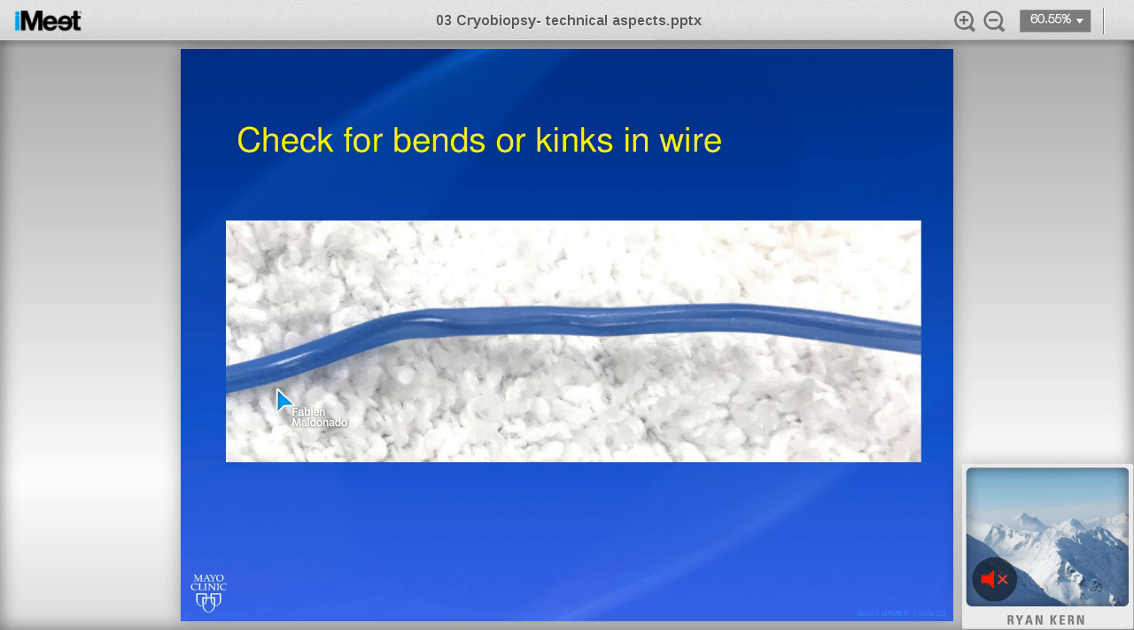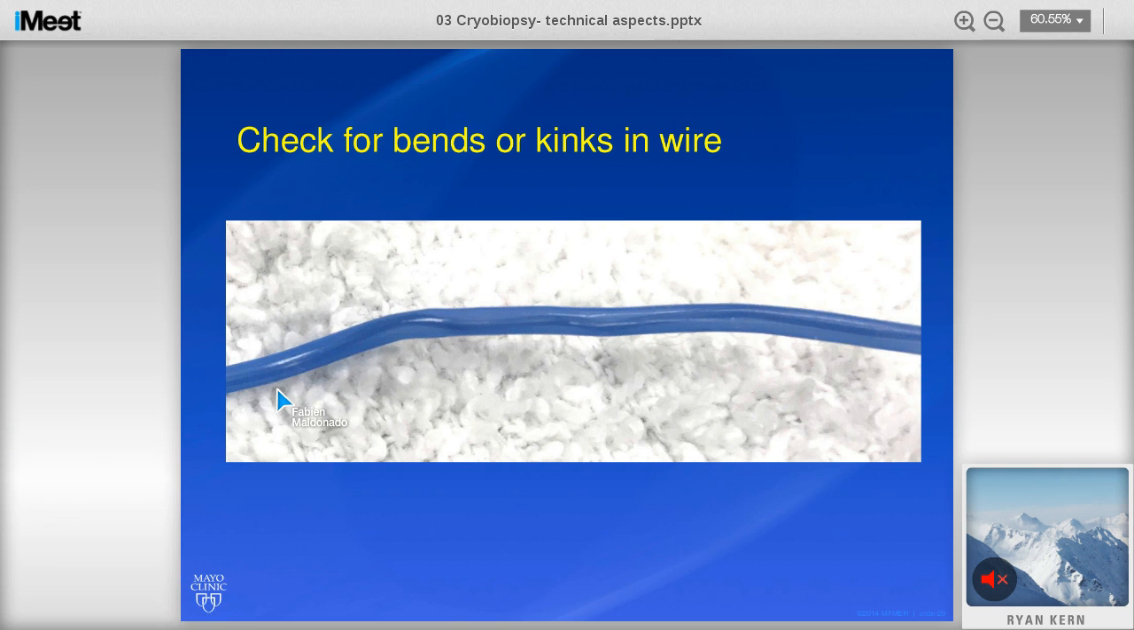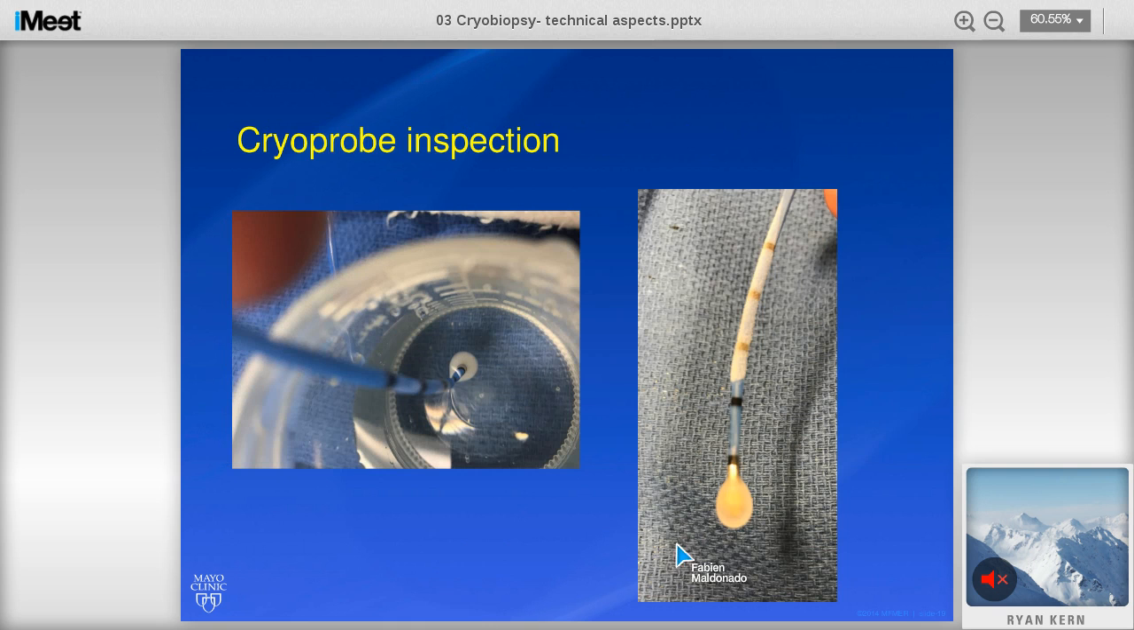And I have a question here: do we standardize ice ball size? You know, it becomes a little bit of an eyeball test. If you do this enough, you kind of know what a good ice ball looks like. And if you go back, in fact, I'll go back a slide here. That's about what it looks like, but I don't take out a measurement or anything like that.